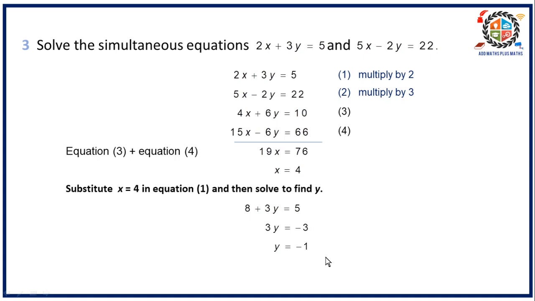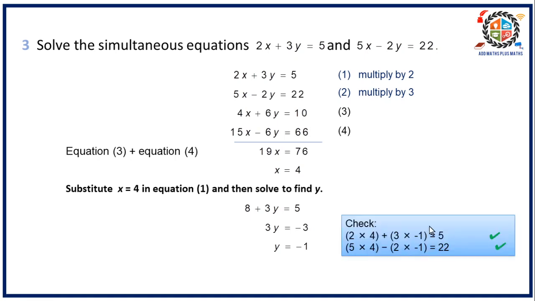Okay, now let's check. If you're going to check, you just substitute the value of x with 4, substitute the value of y with negative 1, and you'll end up with 5 for the first equation. You'll end up with 22 for the second equation. Therefore, our answers are valid. Now, x is equal to 4 and y is equal to negative 1. So this is how we do the elimination method.